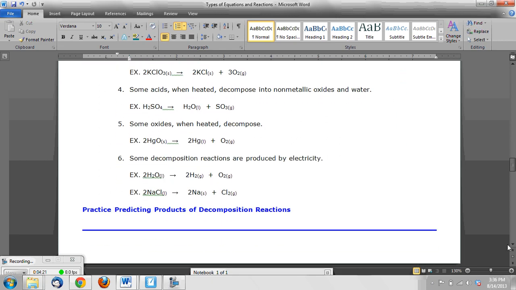And going down, there's some more that we will start to learn about. We're just not going to learn about them yet. We will in Unit 2.